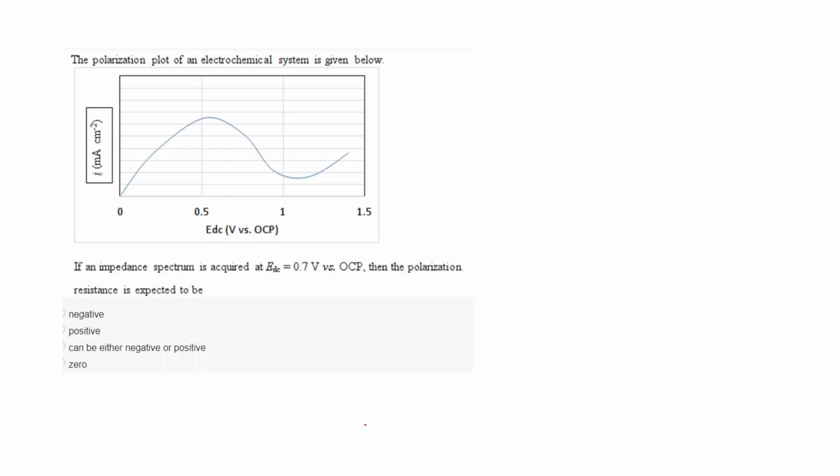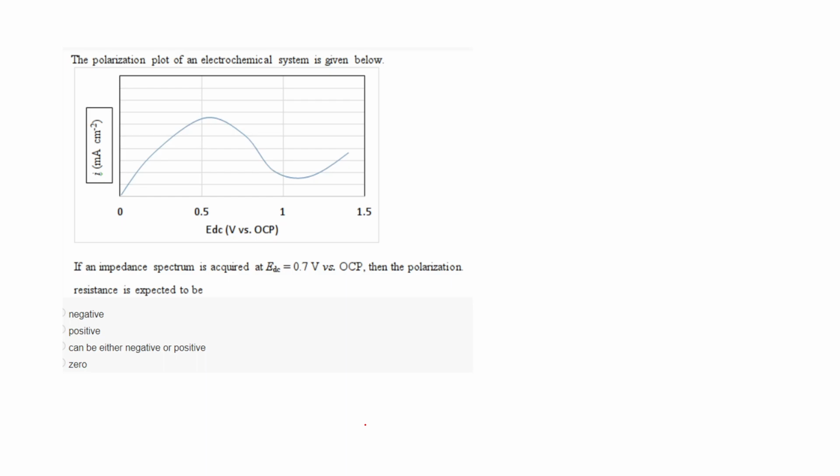So that will make things easier for you. I hope that's okay. Now the next question: a polarization plot of an electrochemical system is given below. If the impedance spectrum is acquired at EDC, the DC potential, equal to 0.7 volt versus OCP, what is the expected polarization resistance? The options are negative, positive, or it can be positive or negative.